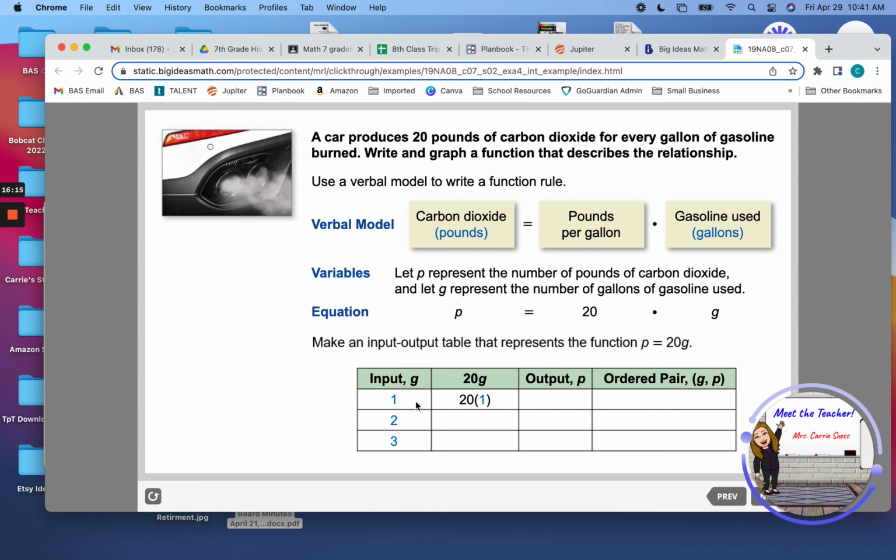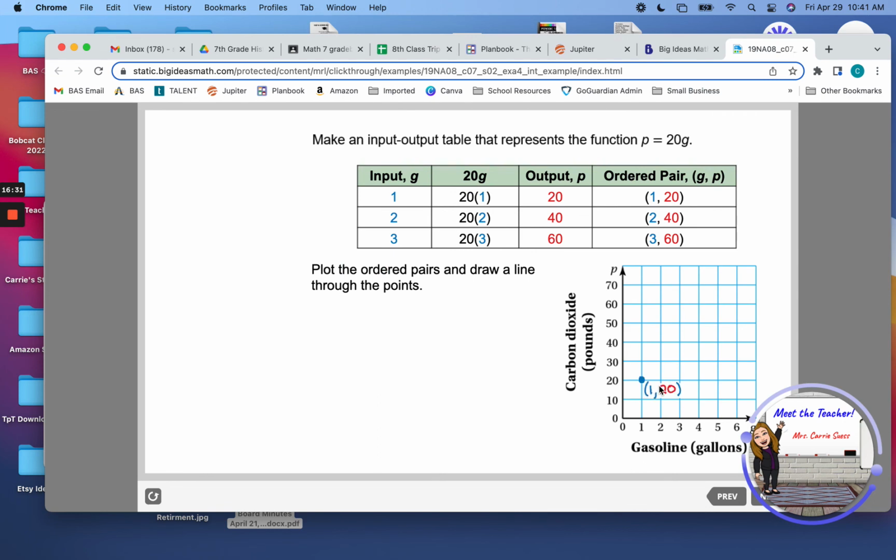Okay? So they put in 1, 2, 3. So 20 times 1 would be the output of 20. Put in a 2, 40. Put in a 3, 60. So these are 3 ordered pairs we could graph. See them graphed? Now again, I could have just started at 0, 0, gone up 20 over 1, and still had the same graph. Okay?